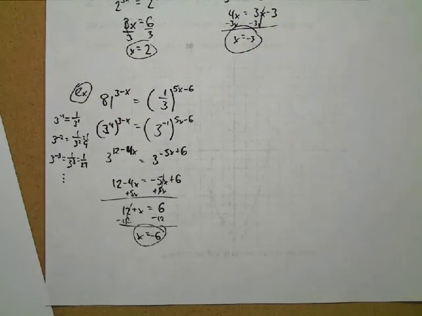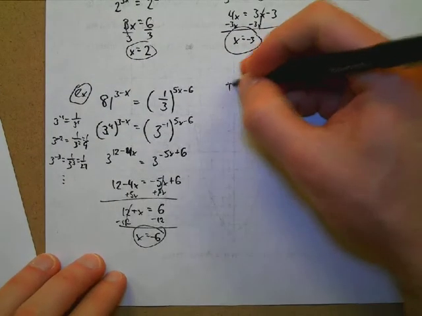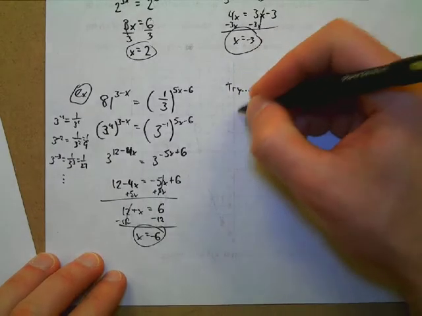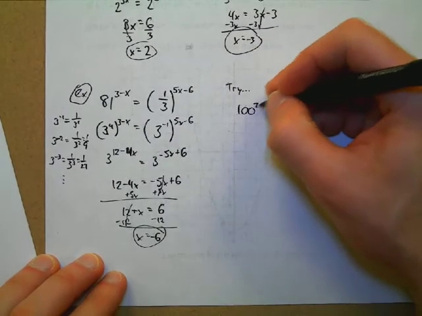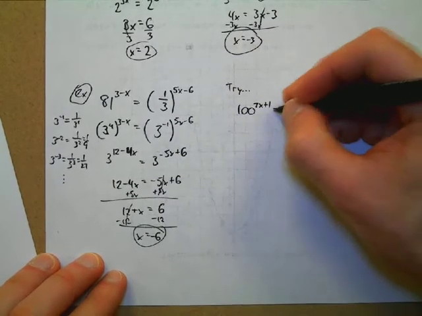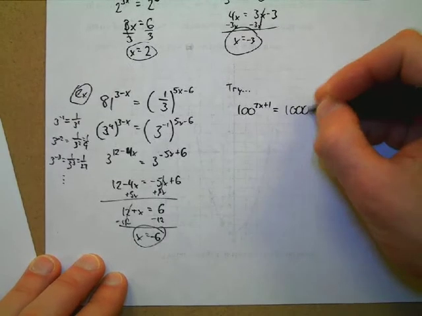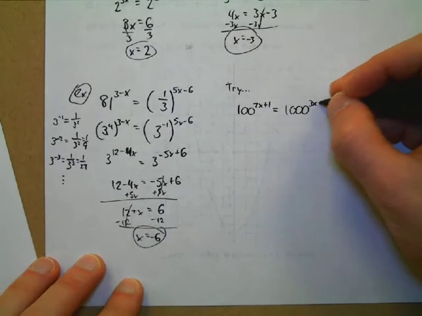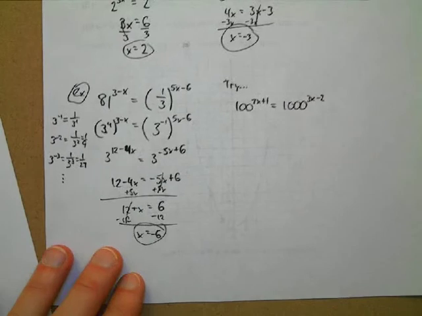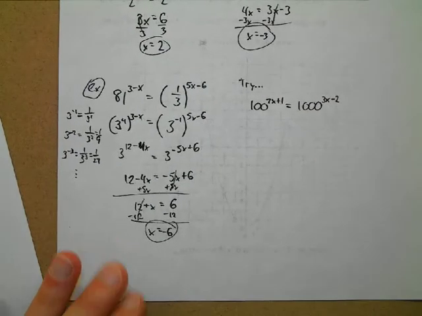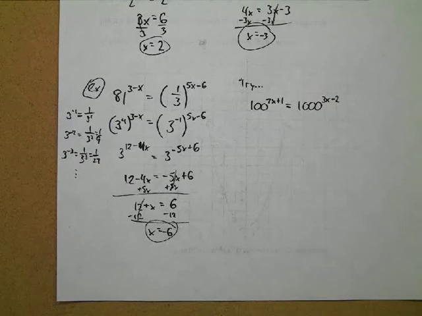All right, here's one for y'all to try. See what you can do here. 100 to the 7x plus 1 is equal to 1,000 to the 3x minus 2. Okay, so go ahead and give that one a try. Think of a common base there that you could use, and then rewrite in terms of the common base, and then go from there.